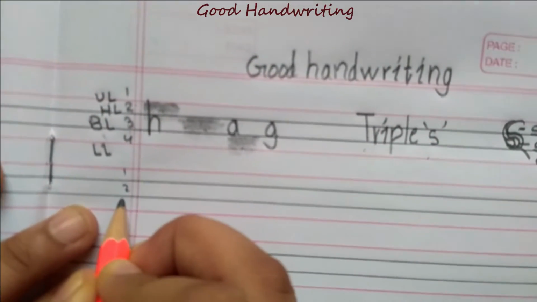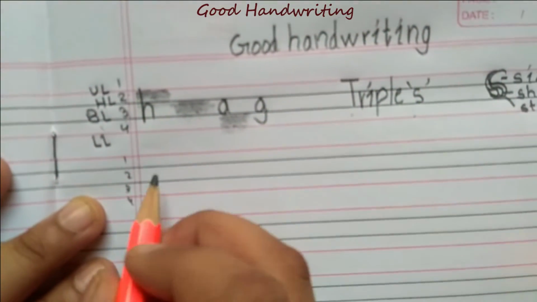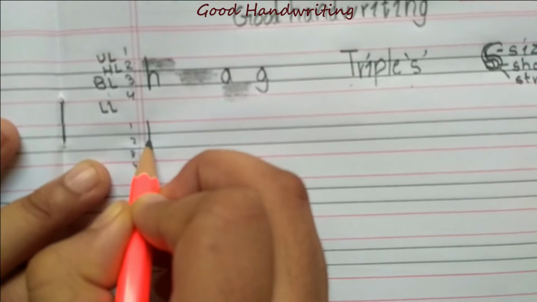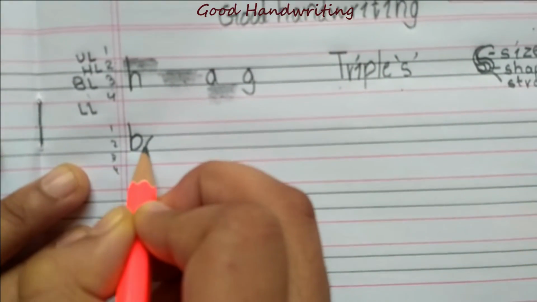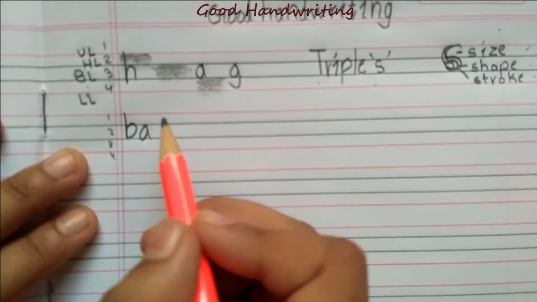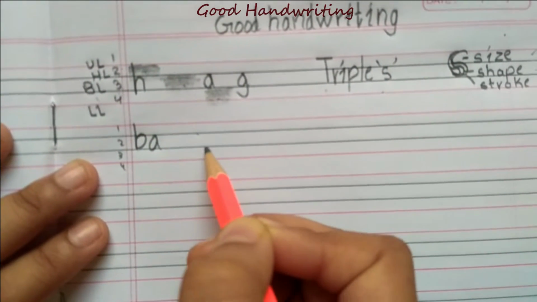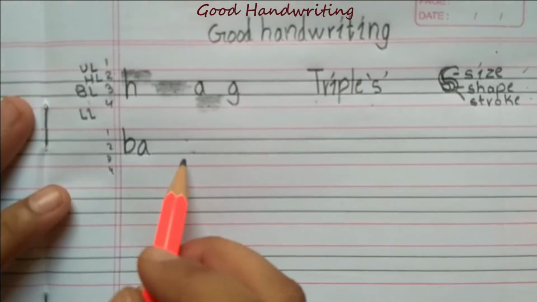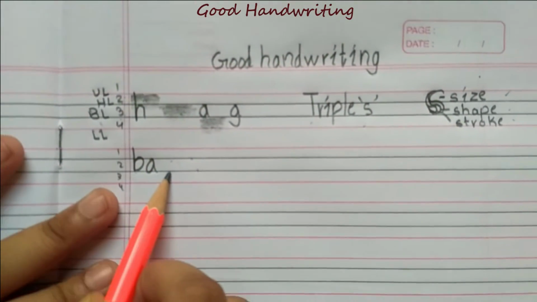1, 2, 3, 4. I'm writing letter B and A. The body of the letter should touch the second line and the third line. That means the headline and the baseline.